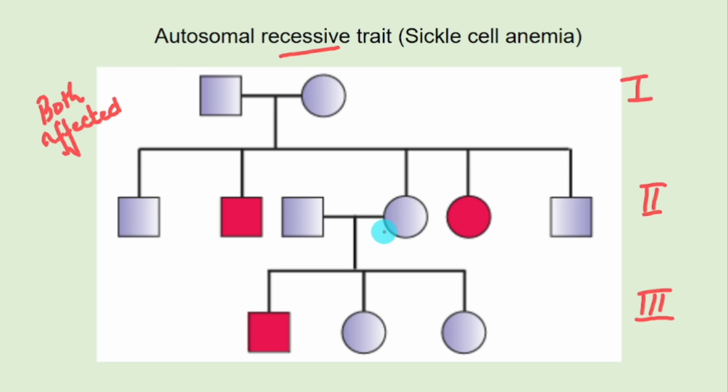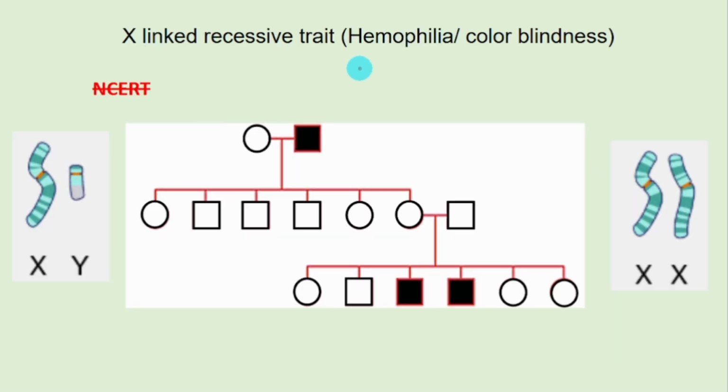Okay. Now see here also you can see skipping of generation because the disease shows up in the third generation. So if you just consider this part of the family structure, parents are unaffected, these are also unaffected, but this one is affected. So grandparents are unaffected, parents are unaffected, but this son is affected. So two generations are skipped. This is X-linked recessive trait, and hemophilia or color blindness. This is applicable to both. Both are X-linked recessive trait.